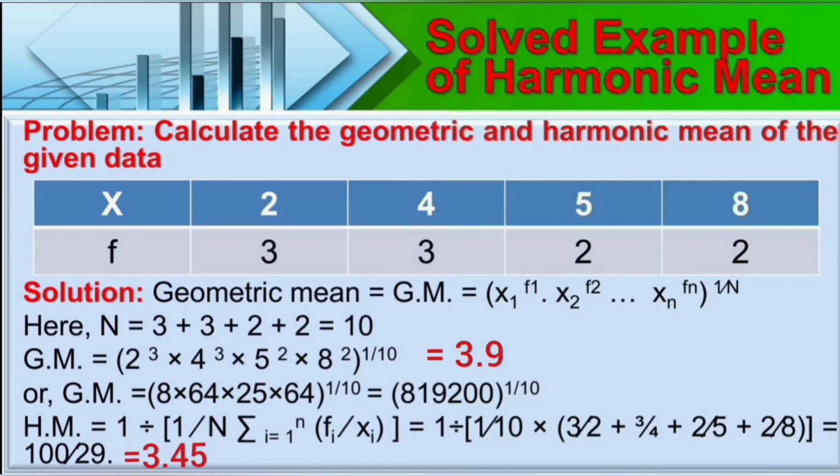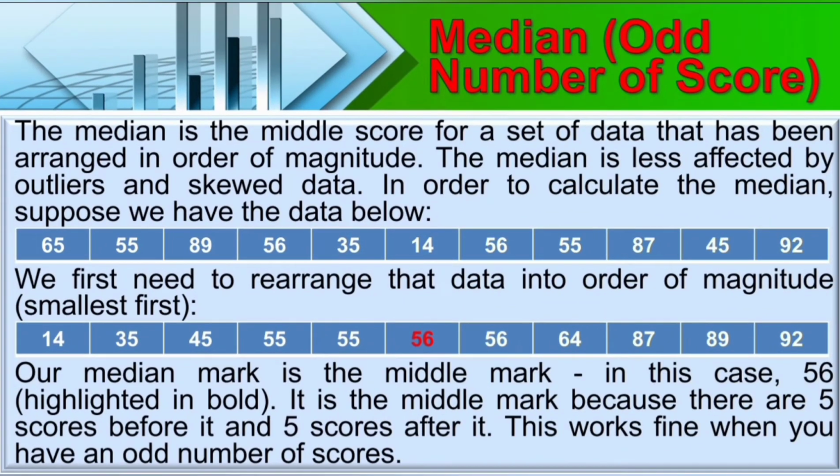Example of harmonic mean. Problem. Calculate the geometric and harmonic mean of the given data, where observations x are equal to 2, 4, 5 and 8 and their frequencies are 3, 3, 2 and 2 respectively. Solution. Geometric mean. To find the geometric mean, we need the value of n, and here n is equal to the sum of frequencies, that is equal to 10. Then putting the values in the formula, we get the geometric mean equal to 3.9. And when we put the values in the harmonic mean formula, the harmonic mean of this problem comes to 3.45.